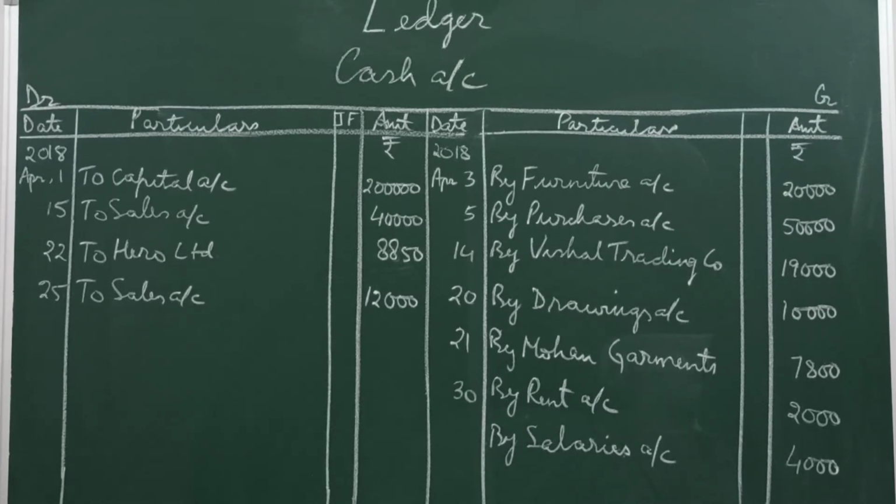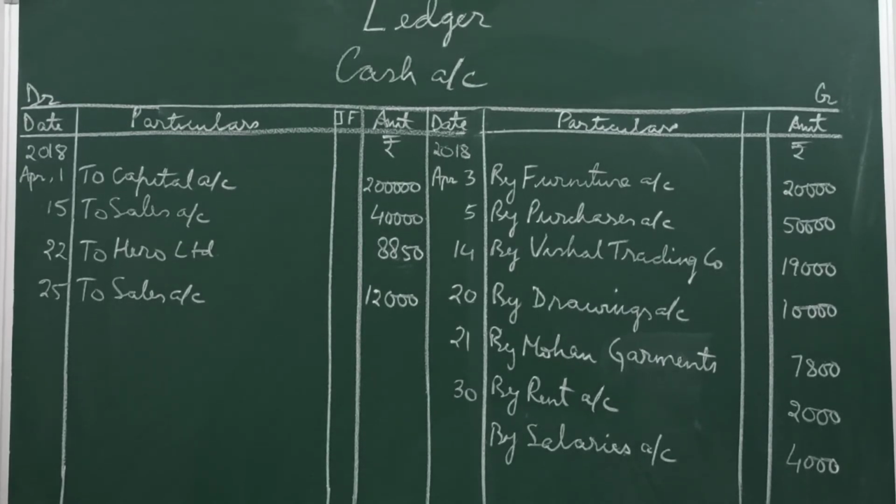If your cash is on the credit side, whatever you have on the debit side will be posted on the credit side. See the next one, 3rd, it says furniture account debit to cash account. Now cash is going out, it is on the credit side, so posting will be on the credit side. But first you will write the date, 3rd, by, and whatever account you have in the debit, that will be posted on the credit side.